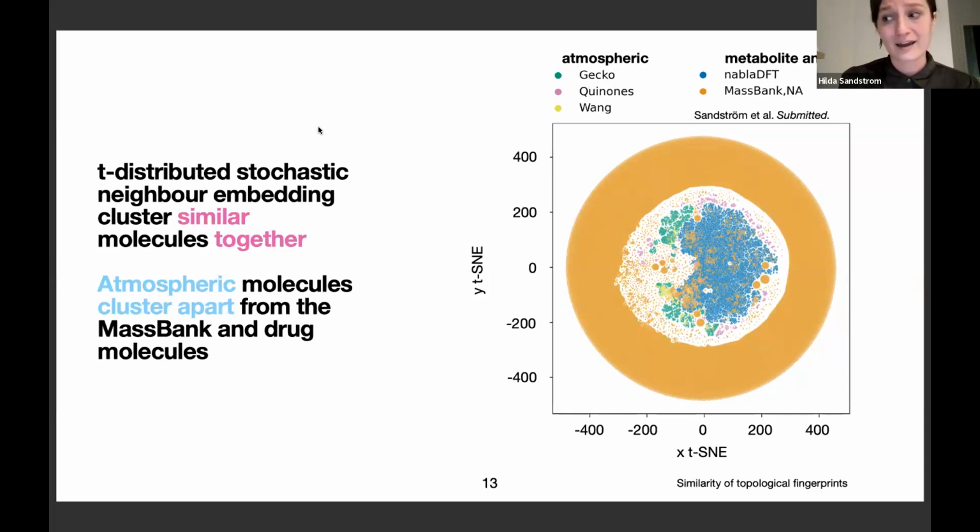So from this qualitative analysis, we can say that using this fingerprint representation, we can see a separation of the different datasets, with the non-atmospheric datasets tending to cluster together, but not together with the atmospheric ones, which indicates that we do not really have a good data overlap.